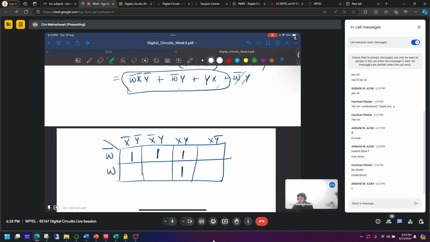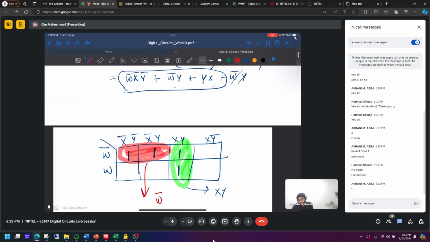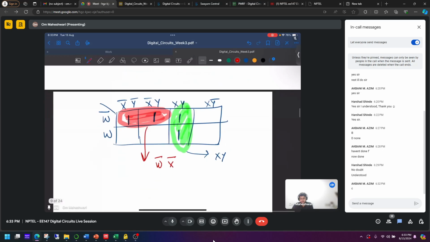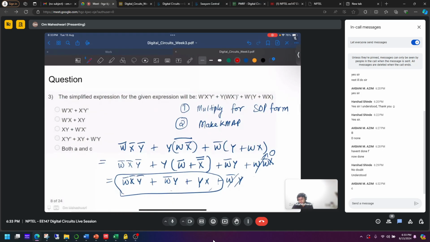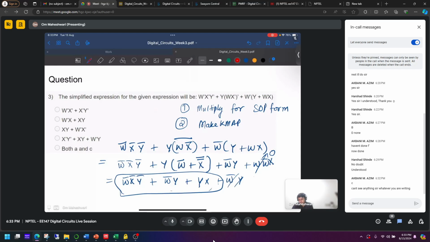So one group could be this, simply XY. Then another group could be this. This is W bar X bar. So your answer is W bar X bar plus XY. This is in simplified form. C option.